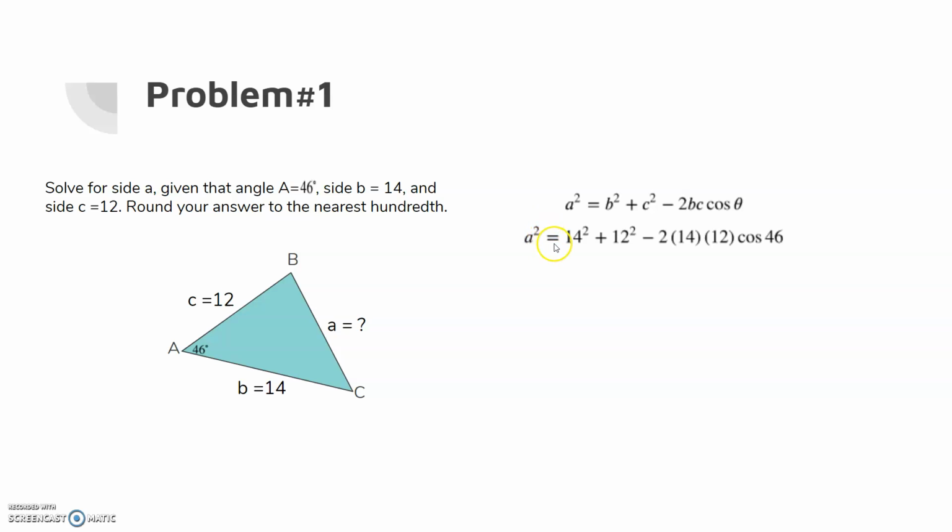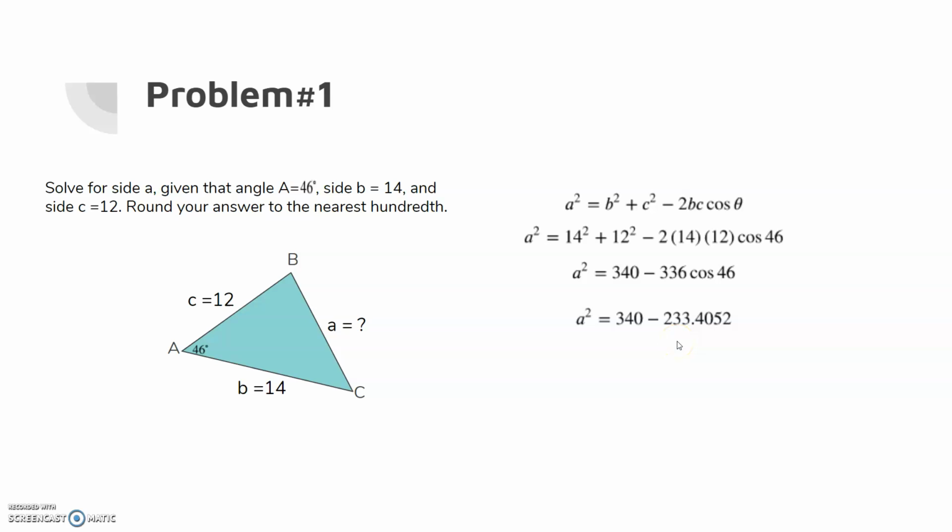So we get a squared is equal to 14 squared plus 12 squared minus 2 times 14 times 12 times cosine of 46. After doing that, we can simplify 14 squared plus 12 squared to 340, and we can also simplify negative 2 times 14 times 12 times cosine of 46. Here it's not fully simplified yet, so we can additionally simplify that to approximately negative 233.4052, rounded to 4 decimal places.